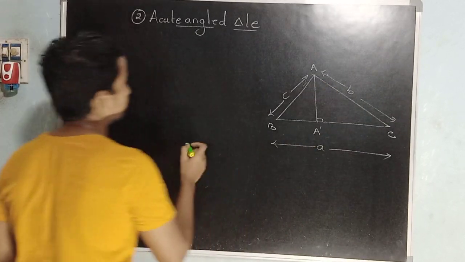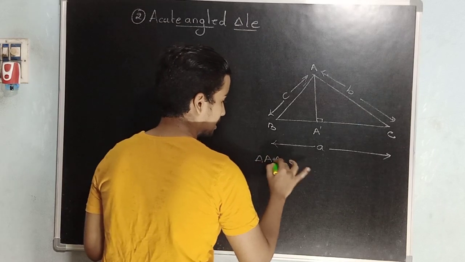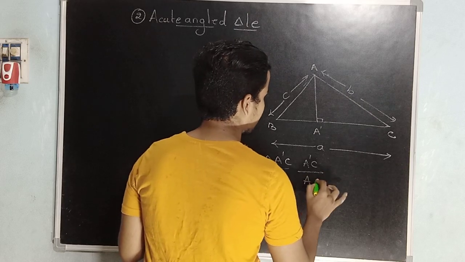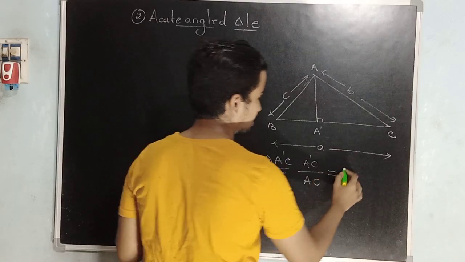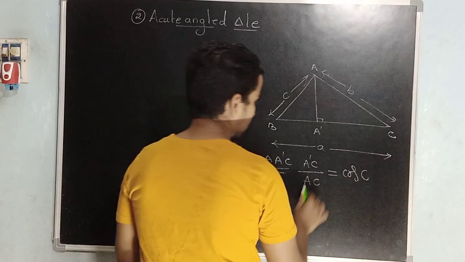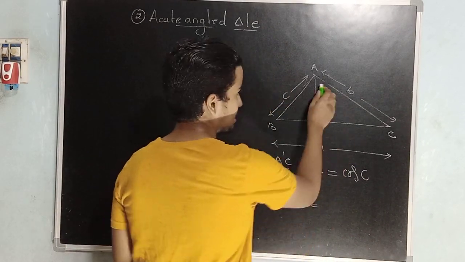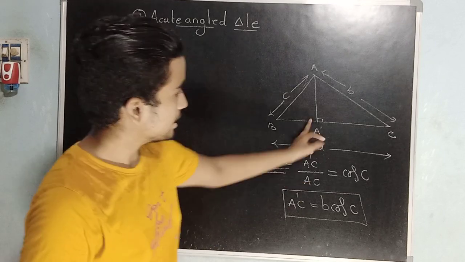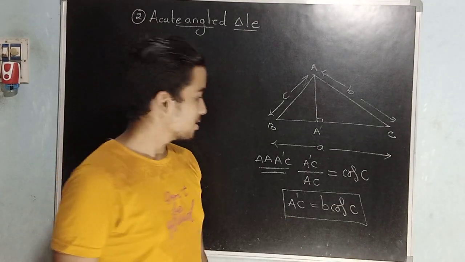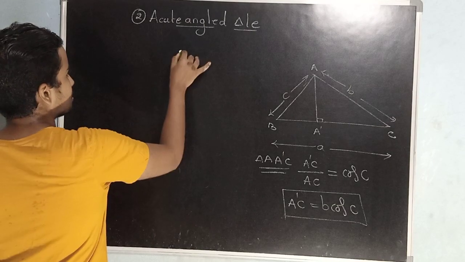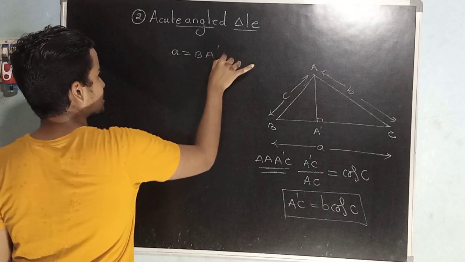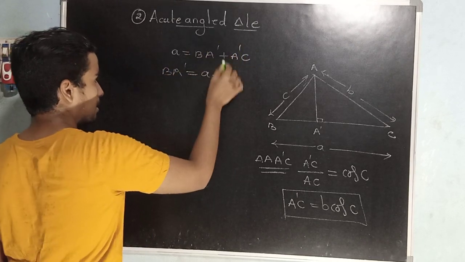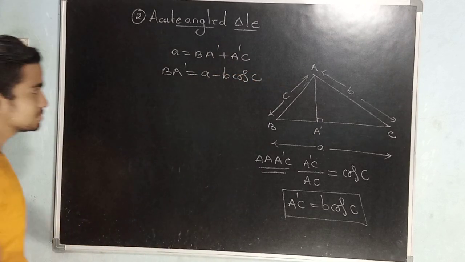In triangle A'AC, A'C by AC, base by hypotenuse, is nothing but cos C. So A'C is nothing but b cos C. Okay? So a is equal to BA' plus A'C. So BA' can be written as a minus b cos C.